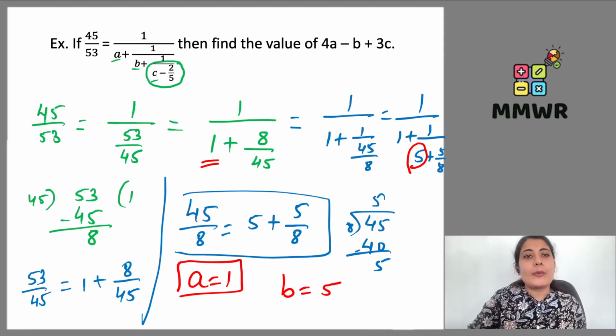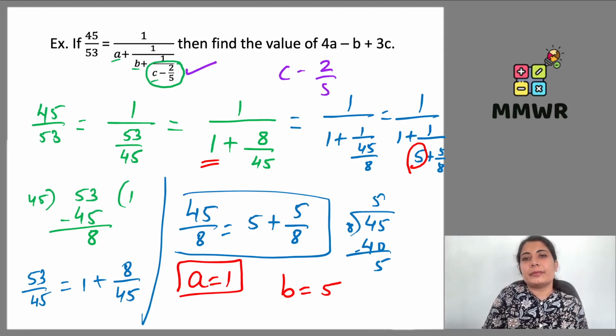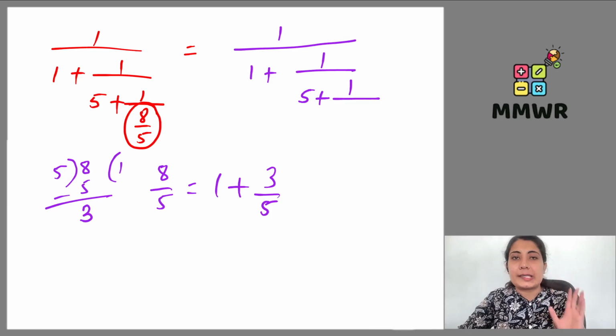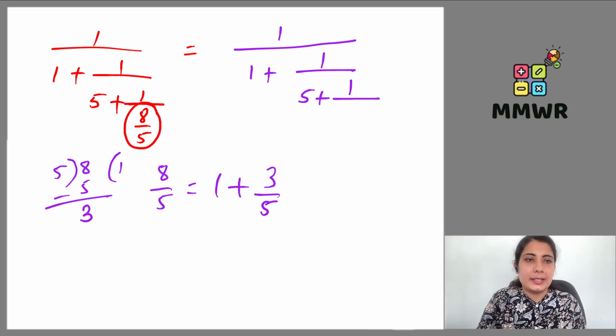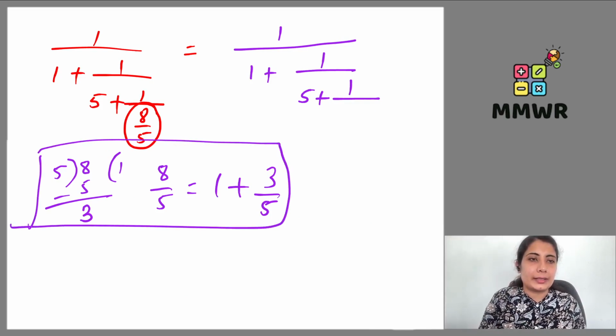But I do not want the plus, I want the minus sign. C minus 2 by 5. I don't want this, I don't want the plus sign. So how will we get the minus sign? So here the trick begins. We do not have to do it like this. The correct way to do it is here.